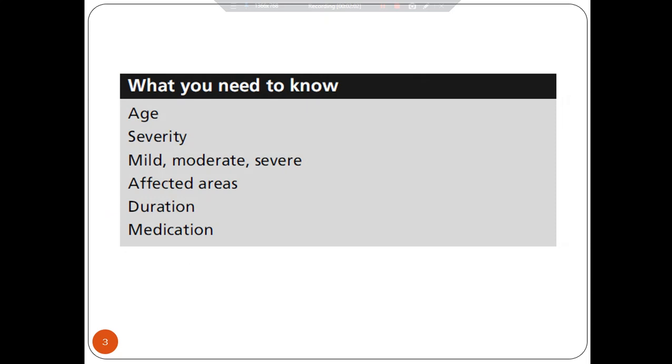You should also know the affected areas, because you can make a differential diagnosis between acne and rosacea, which is a similar condition. Also, you should know the duration and the medication the patient is already taking or has tried for treatment of the acne symptoms, or medication that may cause acne, because acne can be drug-induced, such as by phenytoin commonly, and also contraceptives, specifically progestins or progestogens such as levonorgestrel and norethisterone, which can also cause acne. Lithium, which is an antimanic mood-stabilizing drug, can also induce acne.